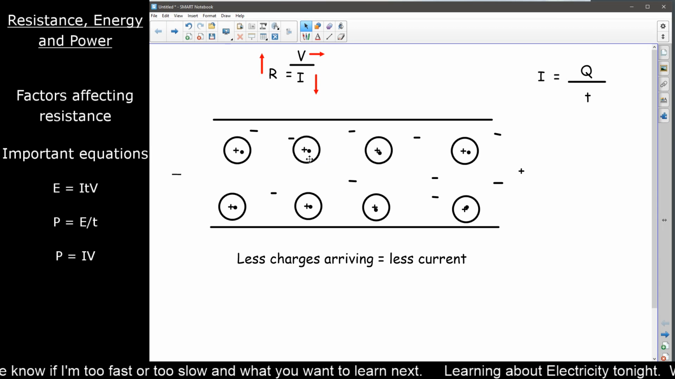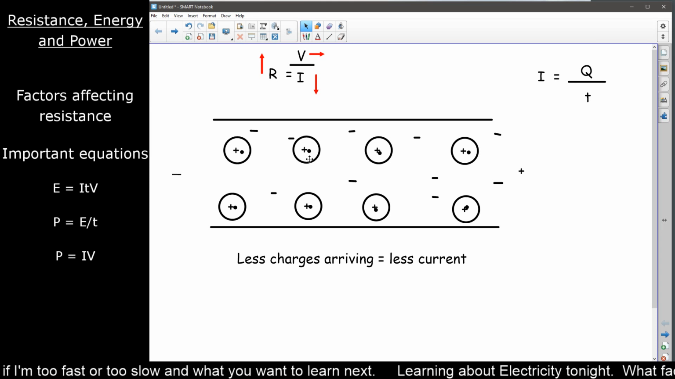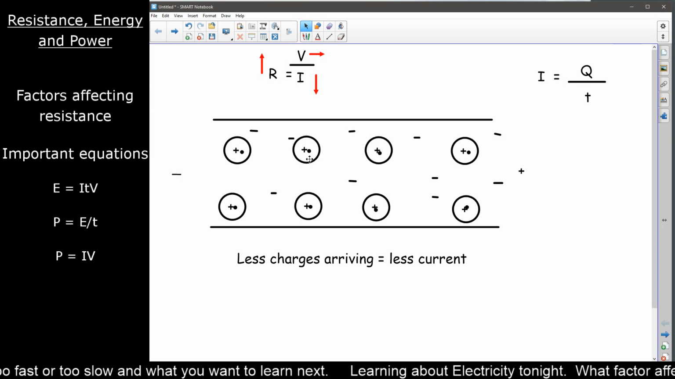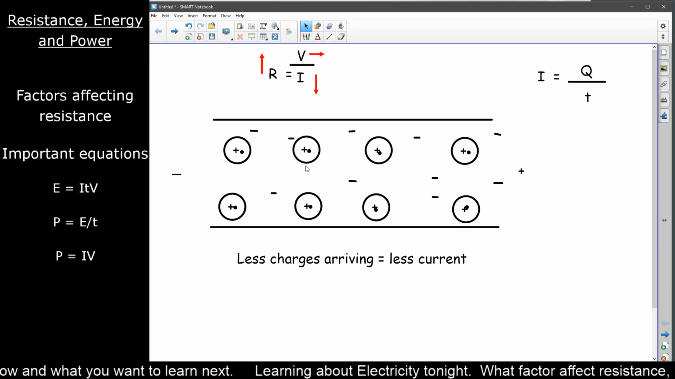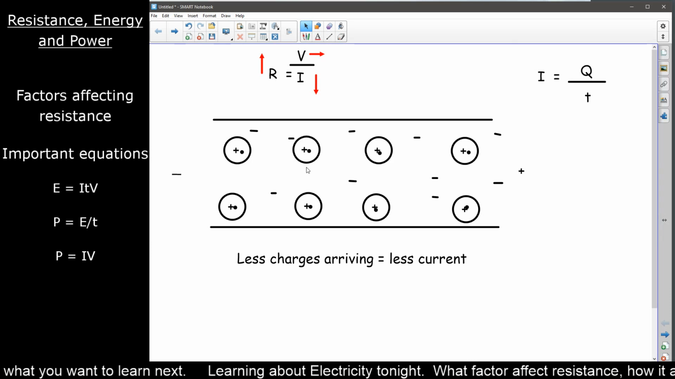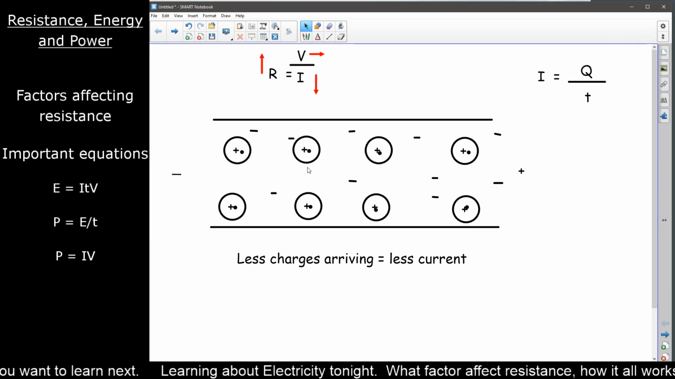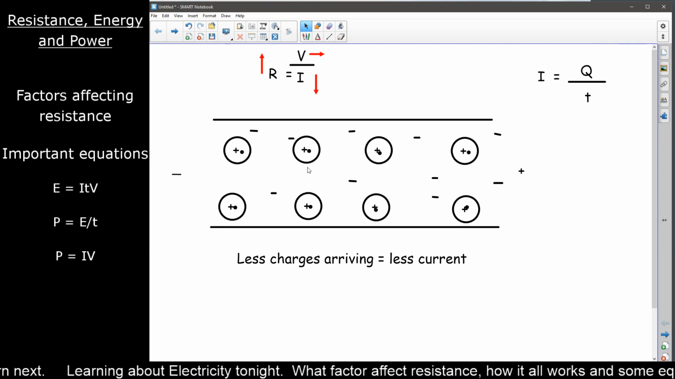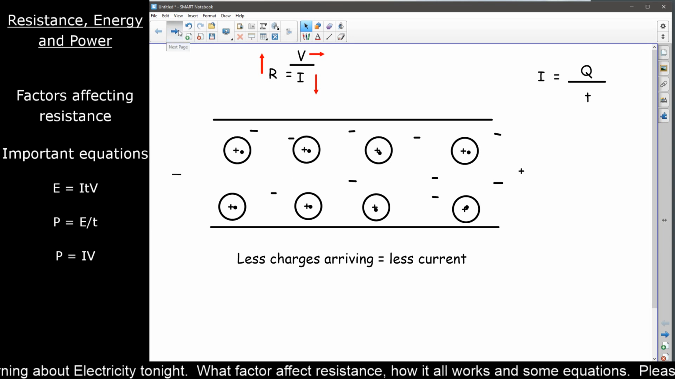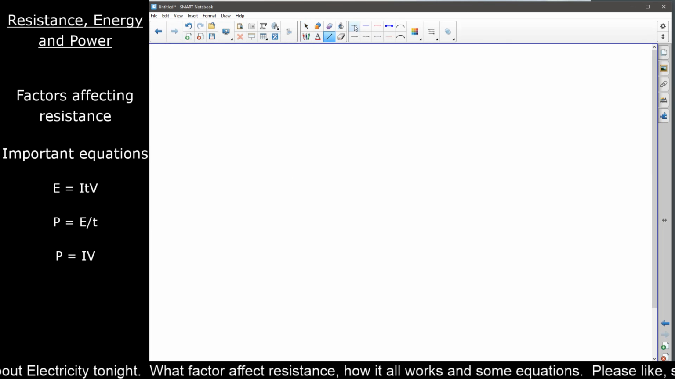So my question is, can I make the situation easier to get down? And can I make it more difficult to get down by changing the physical properties of my wire? And the answer is yes. On all counts, I can make it more difficult, and I can make it easier. Alright, so over we go then. Let's see how we make it more difficult.